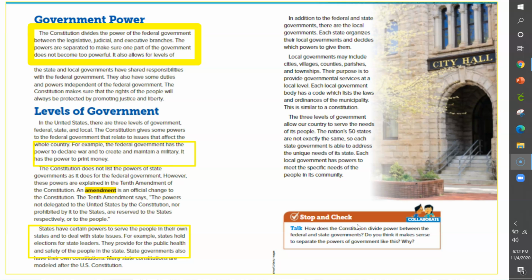Now, whether or not you think it makes sense is up to you. I think it makes sense because it allows one form of government to not have too much power, and it also allows the needs of all American citizens to be met.